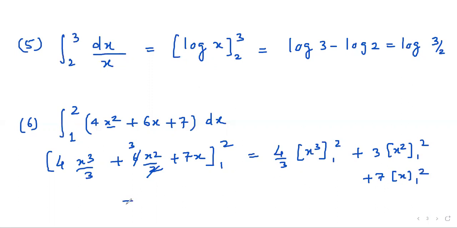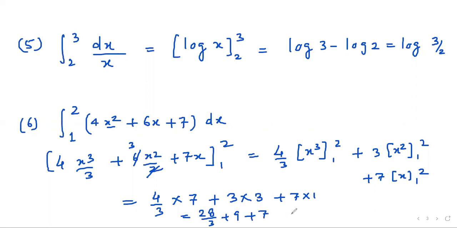So here it will become 4 by 3 times 2 cube means 8 minus 1, that is 7, plus 3 times 2 square means 4, 4 minus 1 is 3, plus 7, 2 minus 1, that is 1. So we can simplify: 28 by 3 plus 9 plus 7. So this will become 16. 16 threes are 48. So 28 plus 48 divided by 3. So this will become 76 divided by 3.